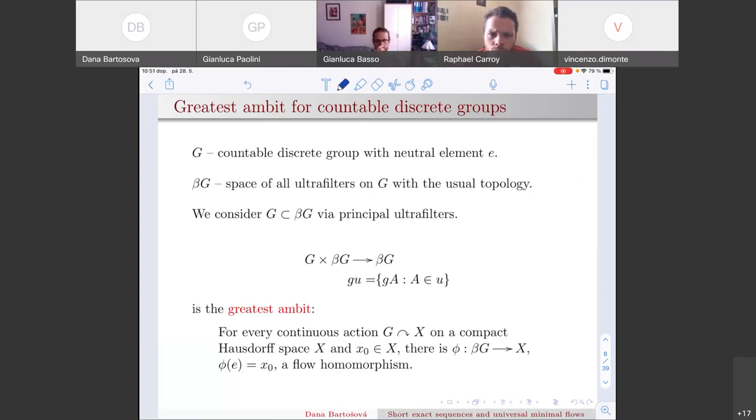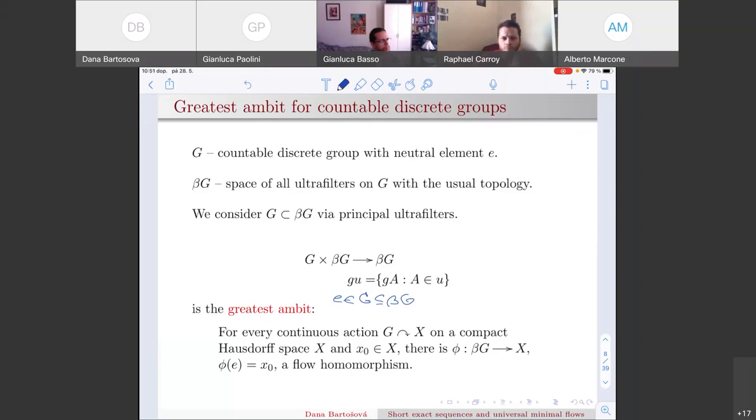Excuse me. Here is Alberto. My camera is not working, but I can maybe ask a question. This ambit needs also a point, right? It's a pointed action. That's right. So what's the point? I mean, the point should be an element of beta G, right? Yes, you're right. So we take the identity in G, and we take the principal ultrafilter that is generated by e. Okay, thanks. Thank you for the question.